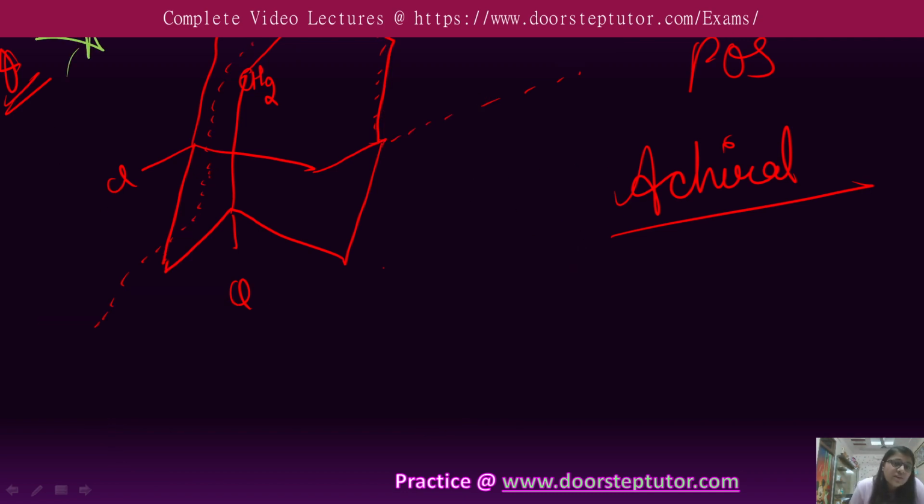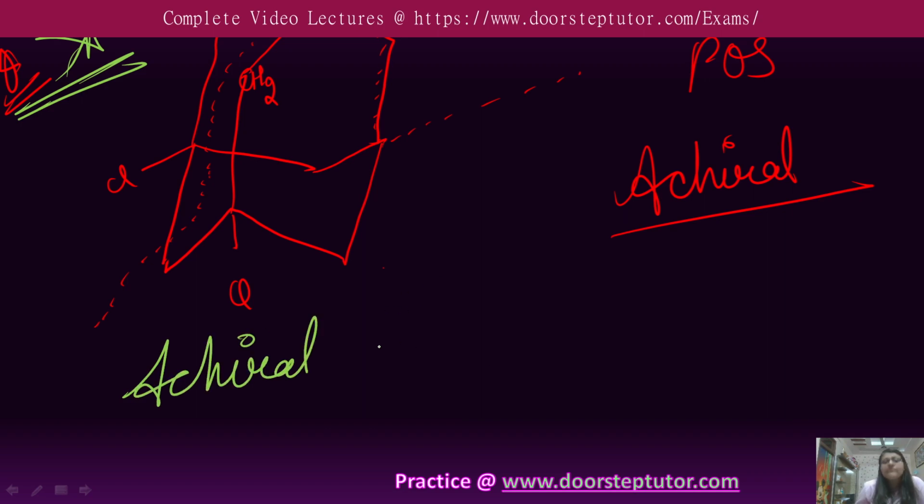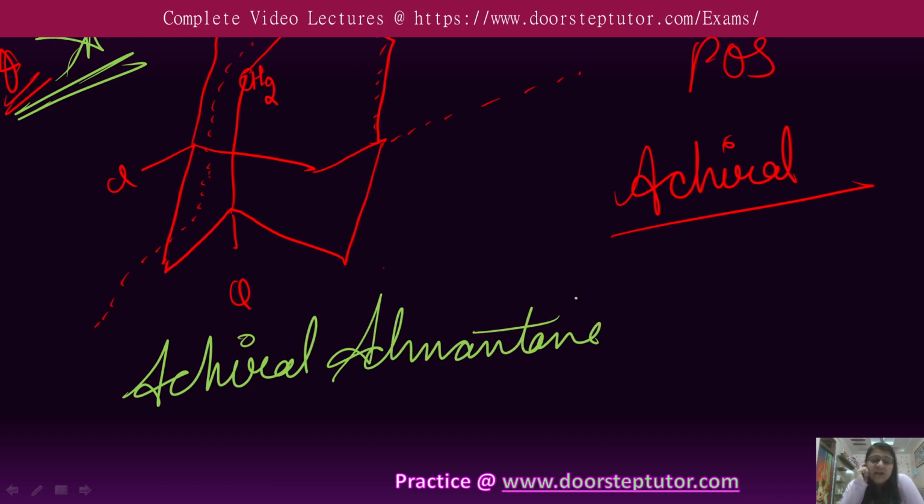So it's a very important question from the exam point of view. It's a very important example of optically inactive adamantane or achiral adamantane due to the plane of symmetry which is going to exist, and the two chlorine atoms are reflecting each other.